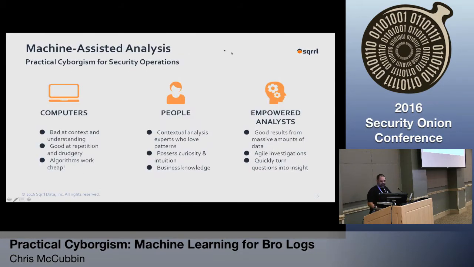But what I'm proposing is that computers are good at some things, including some of this machine learning stuff I'll be talking about. They're bad at context and understanding. They don't know what they're talking about unless you tell them. They're good at repetition and drudgery, and algorithms are cheap, so if you have something that works, you can just do it over and over. People have contextual analysis; they're sort of the opposite. What we want to do is empower analysts to use some of these new techniques in their work, to give them, Terminator, whatever, someone who's good at all these things together: good at context, good at analysis, and agile investigations.